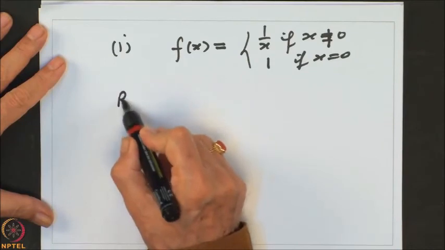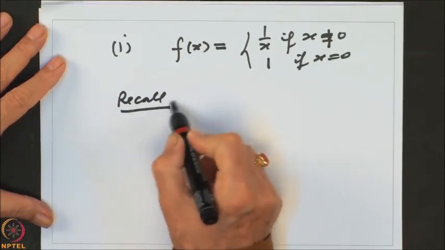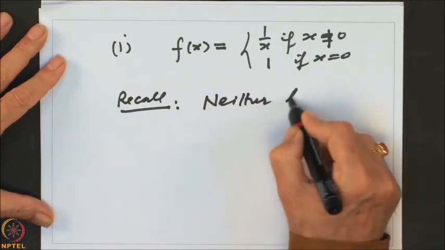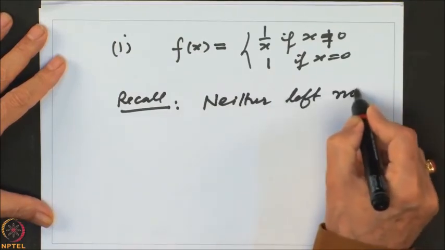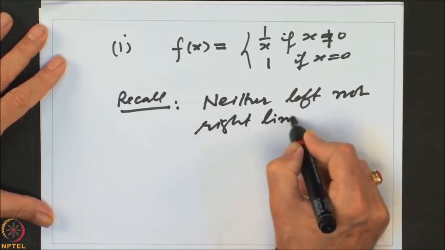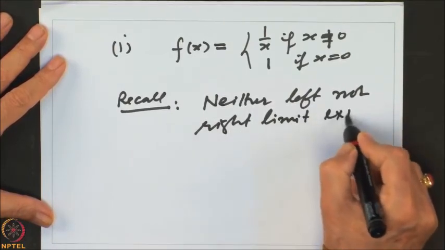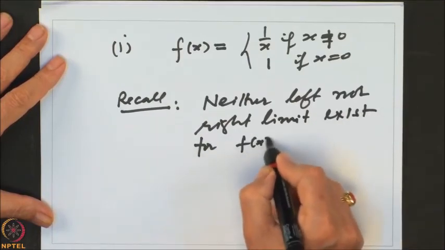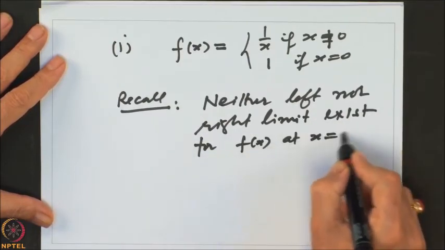Recall we proved that neither the left nor the right limit exists for f(x) at x equal to 0.